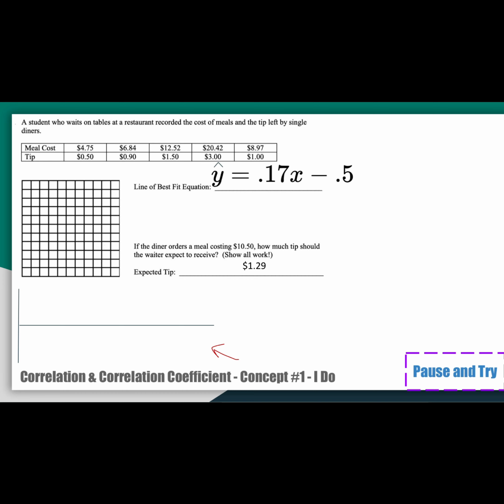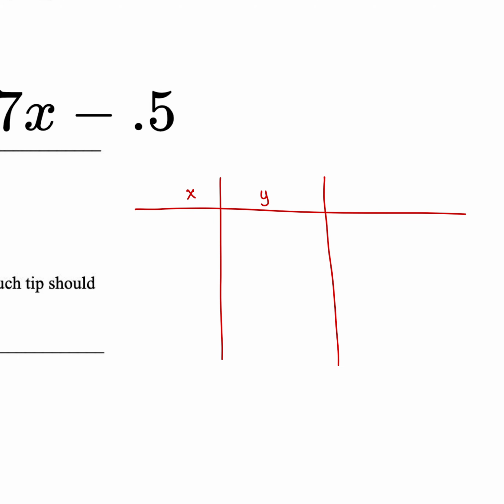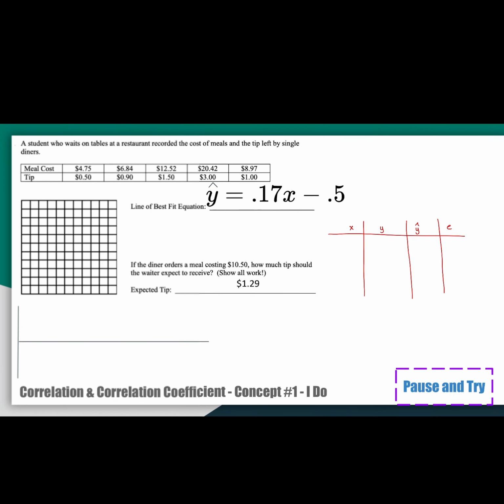Okay, hopefully you gave it a try, all right? And hopefully you started off by making not a poorly drawn table, just a table. So you should have started off by doing something like this, right? You have your x, you have your y, you have your predicted y, and you have your e, okay? Now this one was a little bit shorter, thankfully, okay?